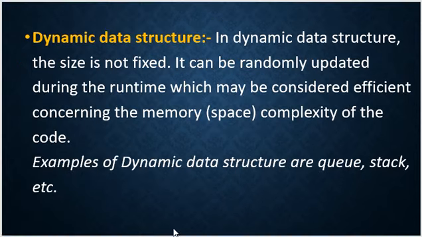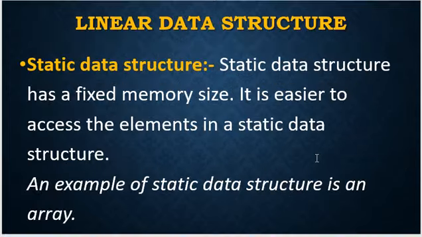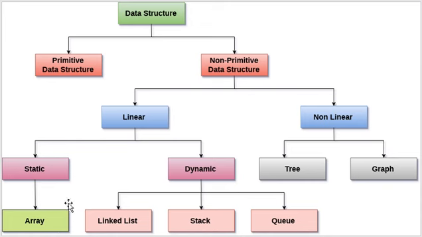In a dynamic data structure, the size is not fixed. It can be randomly updated during runtime, which may be considered efficient concerning the memory space complexity of the code. Examples of dynamic data structures are queue, stack, etc. The example of a static data structure is array, and dynamic data structures are linked list, stack, and queue. And for nonlinear data structures, the examples are tree and graph.